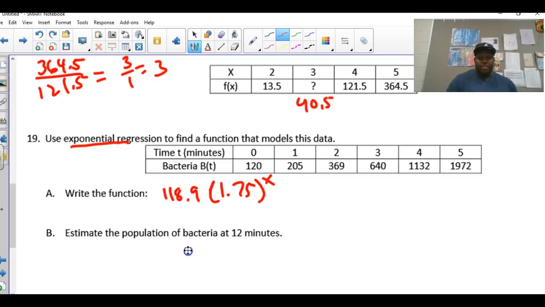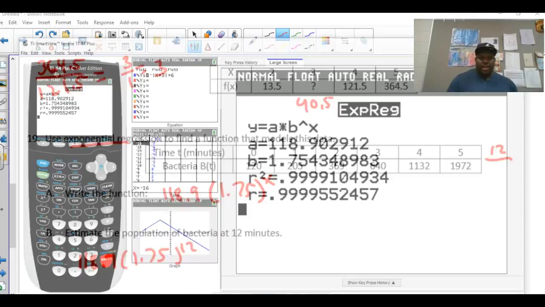There's our function. Now it says estimate the population of the bacteria at 12 minutes. So to estimate this at 12 minutes, I'm going to take my equation and put it back into my calculator. Or actually, you know what? I'm just going to solve it. Check this out. We want to estimate the population of bacteria at 12 minutes. So 12 is our x. I'm just going to evaluate this in terms of x being 12. So what we're going to do is this: 118.9 times 1.75 raised to the power of 12. And we can do that in our calculator.